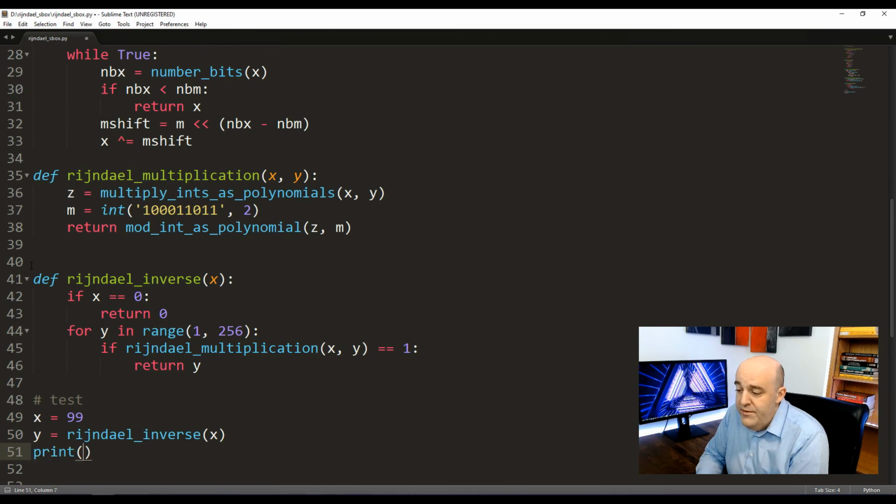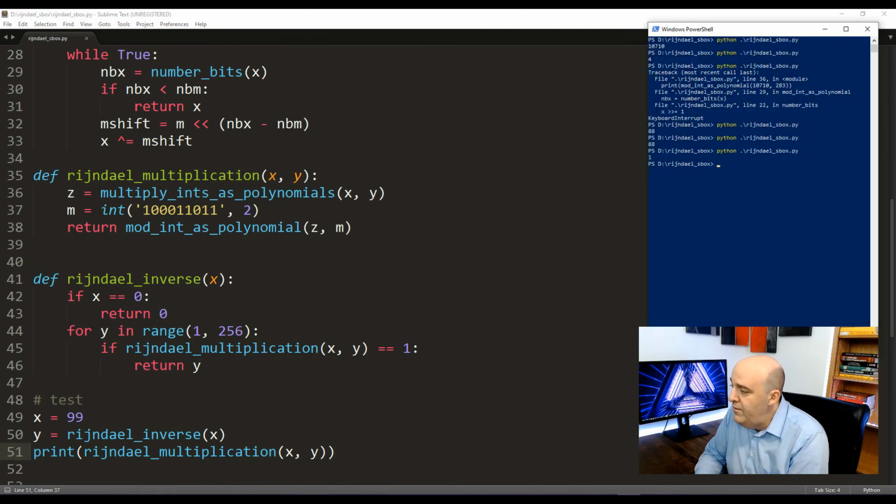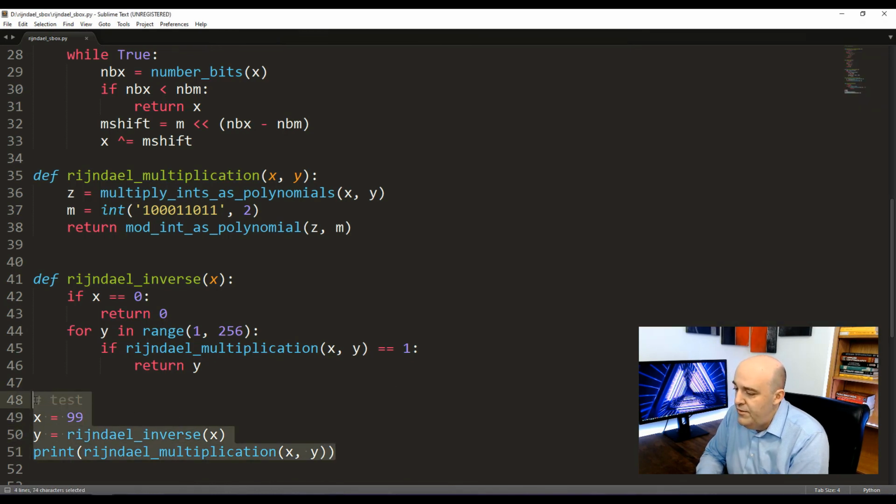And what we hope is that when we multiply x and y with respect to the Rijndael multiplication, we should get 1. So let's print that value off. Let's print the Rijndael multiplication of x and y, and we hope we get 1, and when we run it, we get 1. So that works.